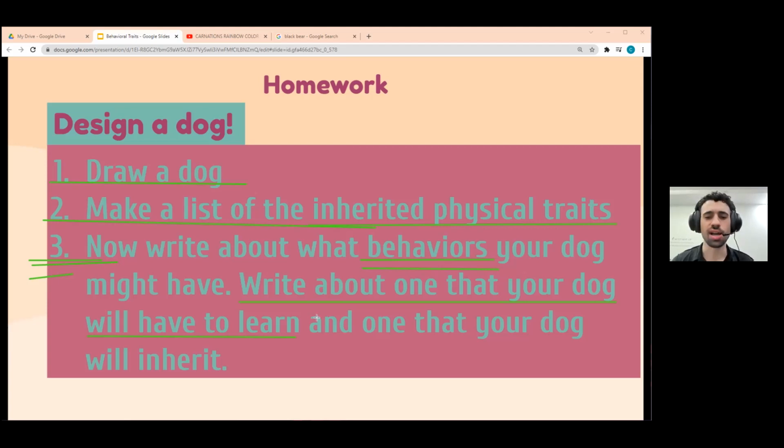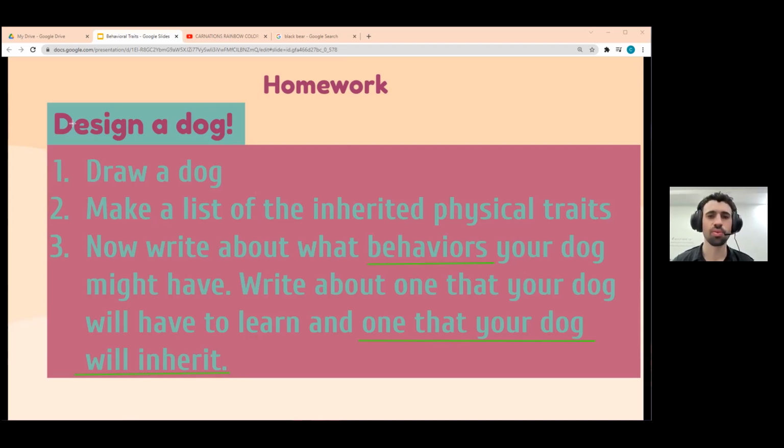And I want you to write about one behavior that it inherited, one behavior that you would not have to teach your dog. Your dog would just know how to do it because it's a dog. Think about things that dogs just do. They do not need to learn from their environment. Something that would just come to them naturally, right when they are newborn.